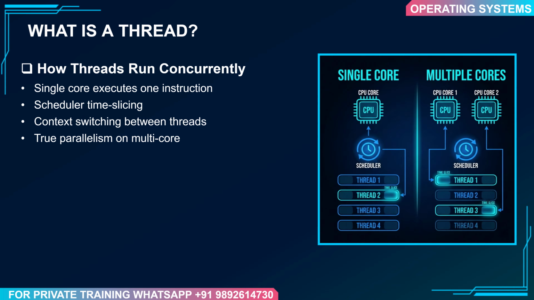At this point, it is important to remember something from earlier topics. We discussed that the CPU can execute only one instruction at a time on a single core. So, how do threads run at the same time? The answer is similar to how processes appear to run simultaneously. The operating system scheduler rapidly switches the CPU between threads. Each thread gets a small slice of CPU time. On systems with multiple CPU cores, threads can actually run in parallel on different cores, which further improves performance.